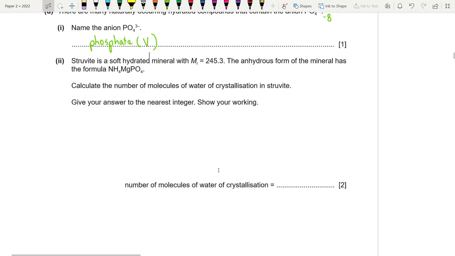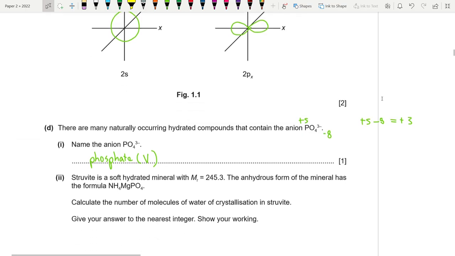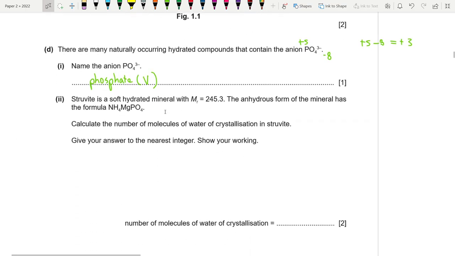Struvite is a soft hydrated mineral with Mr 245.3. The anhydrous form of the mineral has this formula. Calculate the number of molecules of water of crystallization in struvite, giving your answer to the nearest integer and show your working. All right, let's do this. So guys, what's the Mr of the anhydrous form? Let's find out the Mr of NH4MgPO4.